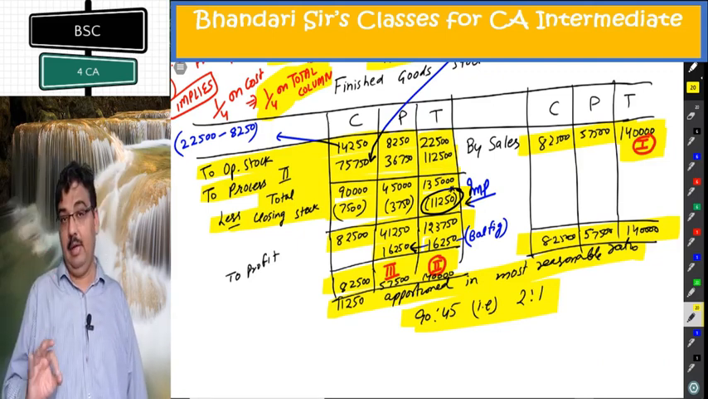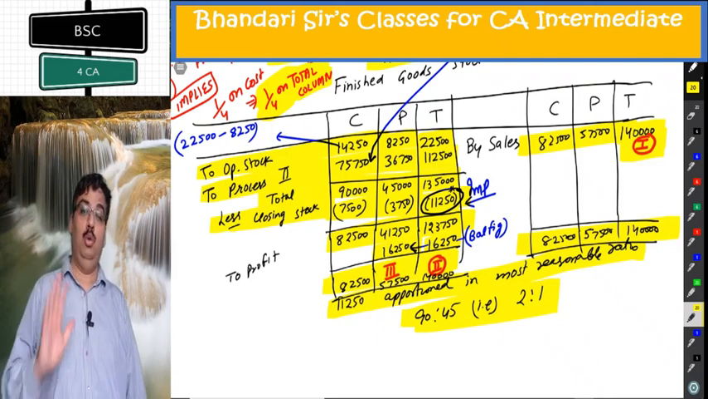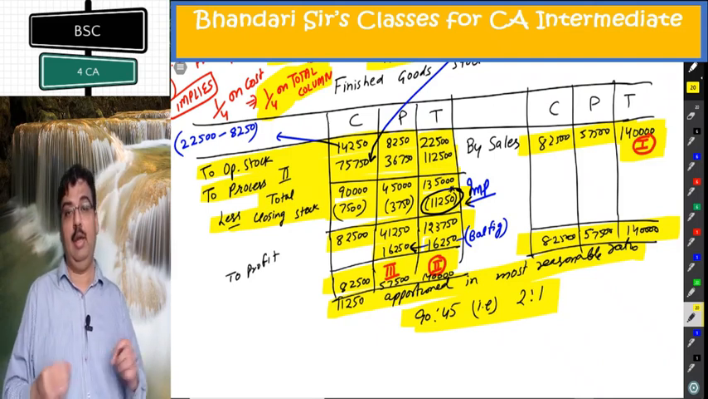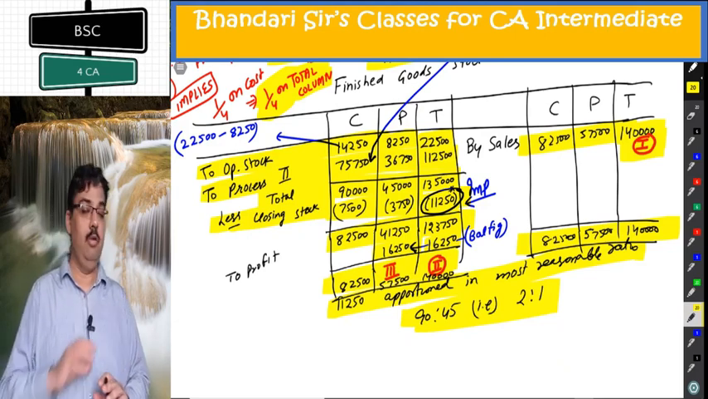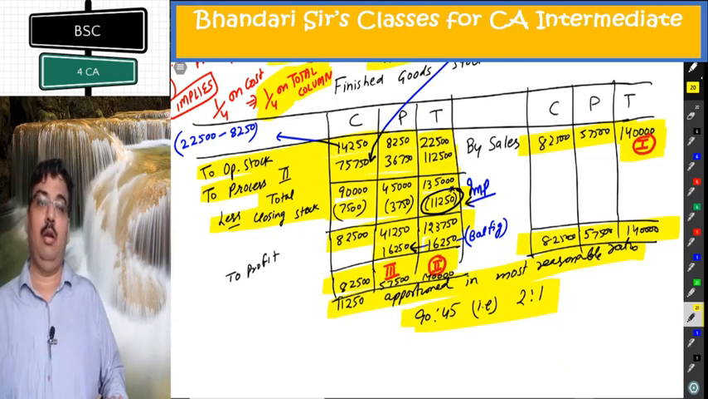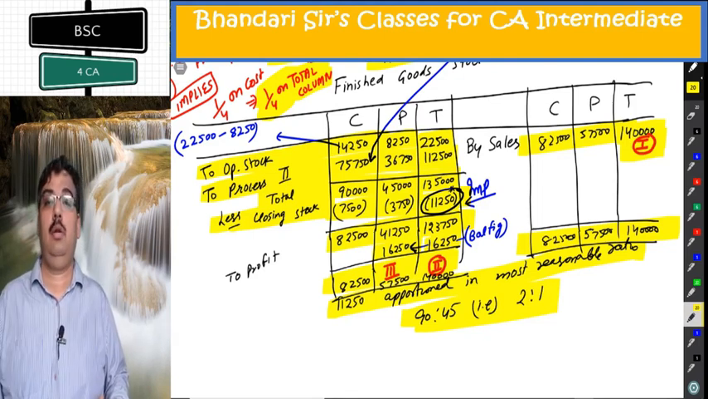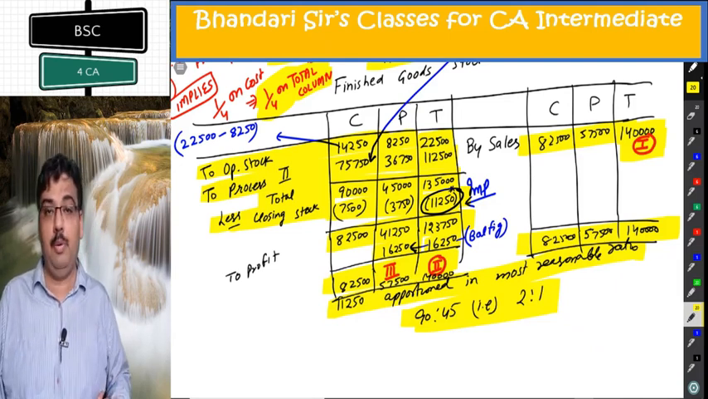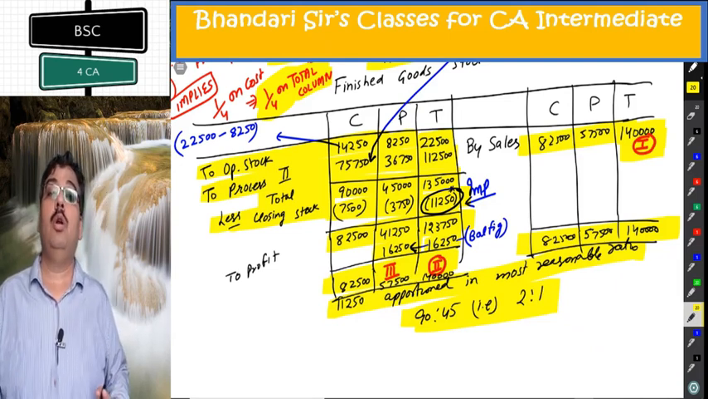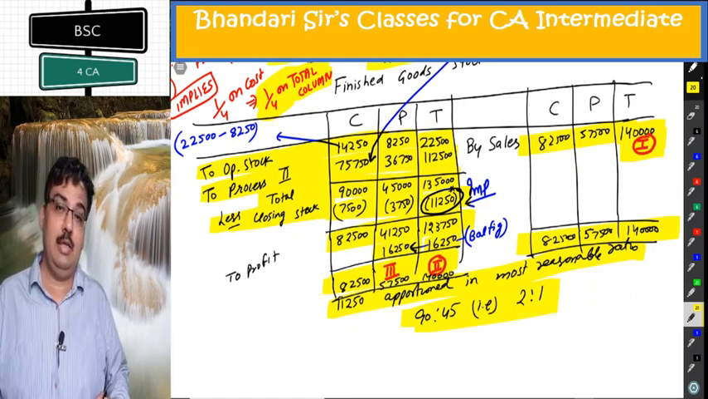You must read the text that I read earlier. You must do this question 2 times, 3 times, so that you can get a total grasp over the concept of inter-process profit. It will not be used anywhere else later on. So unique concept to be done in a unique manner. I hope this one is clear. Next concept of equivalent production will be little more tricky, very important. That is what we will be starting in next session tomorrow.